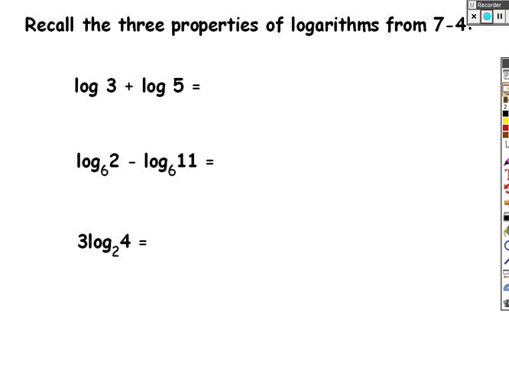So we talked about how, okay, well, if I have logs of the same base and I'm adding them, that would be the same as if I was originally multiplying 3 times 5 and said log base 10 of 15. So remember, this is a common log. If I add exponents, that happened when I was originally multiplying terms with the same base.